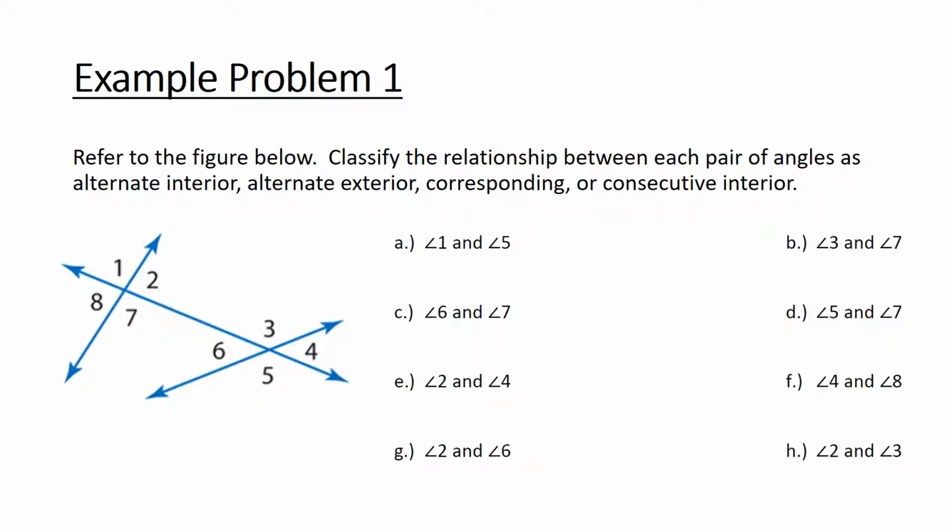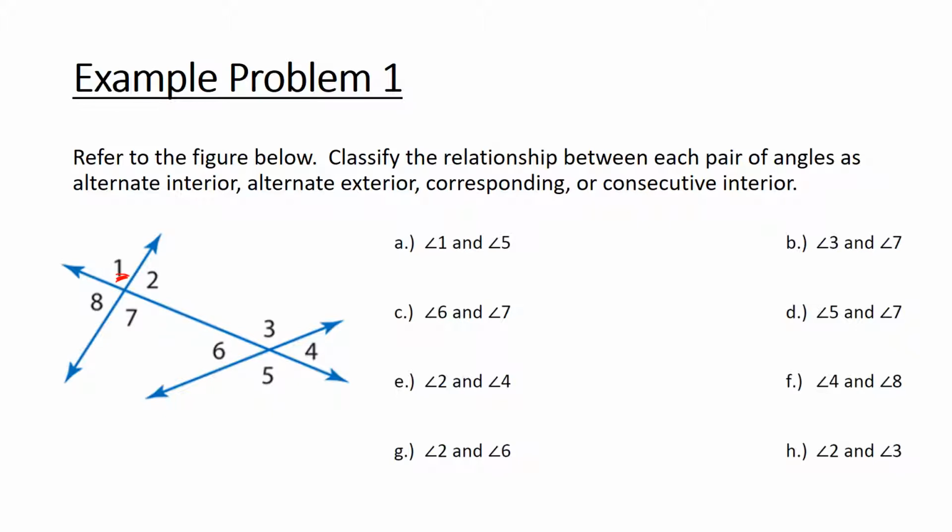Let's take a look at a couple examples which build upon the transversal angle pairs. In this problem, we're going to use the figure. What we need to do is classify the relationship between each pair of angles as alternate interior, alternate exterior, corresponding, or consecutive interior. So let's first start by looking at angles 1 and 5.